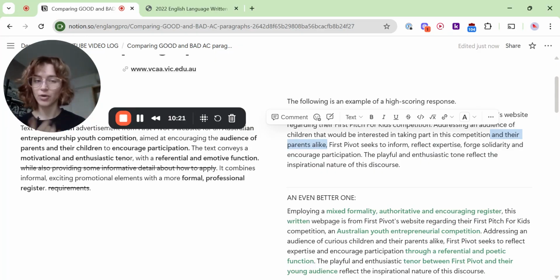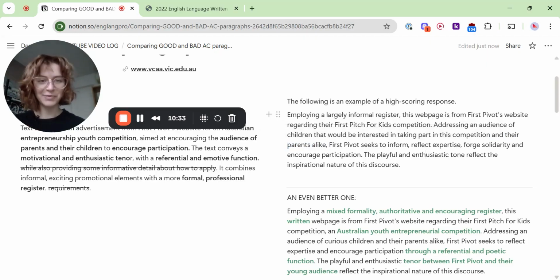First Pivot seeks to inform, reflect expertise, forge solidarity, and encourage participation. So I've got some purposes there. And the playful, enthusiastic tone reflects the inspirational nature of this discourse. So tone we can definitely change 100%. And I think we can be a little bit more specific because we haven't actually included one of the functions that needs to be included.